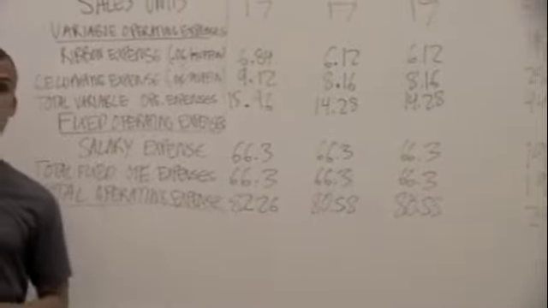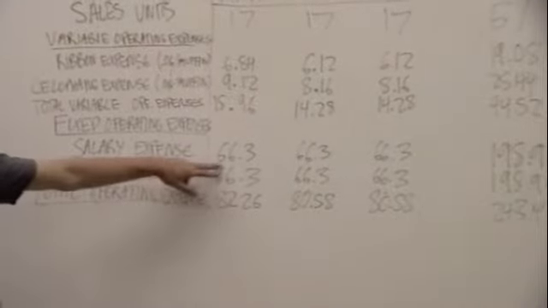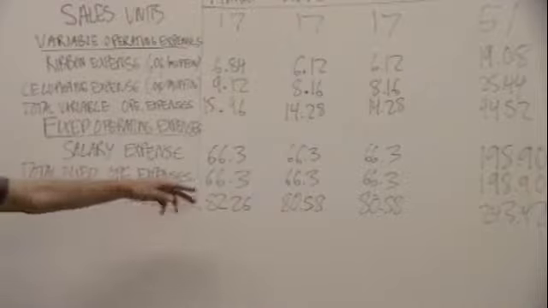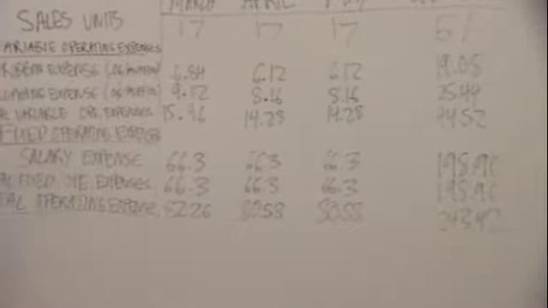So now on to our fixed operating expenses. Our only fixed operating expense was salary expense because we were working the same amount of hours every week for all 3 months. So our salary expense, which I got from the direct labor budget, is 66.3, and that's going to go to total fixed operating expense and then across the board for April and May.